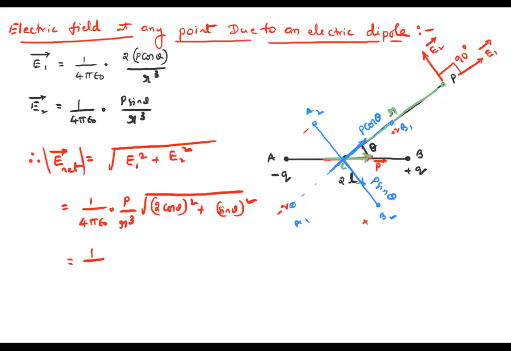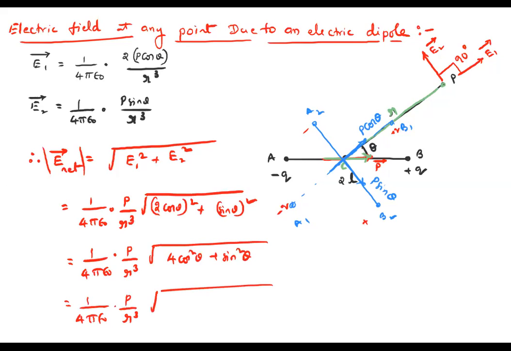That gives us 1 by 4 pi epsilon naught P by R cube into root of 4 cos square theta plus sin square theta. Then I will write this as 1 by 4 pi epsilon naught P by R cube into root of 3 cos square theta plus cos square theta plus sin square theta. I think all of you know it. Cos square theta plus sin square theta is how much? 1.